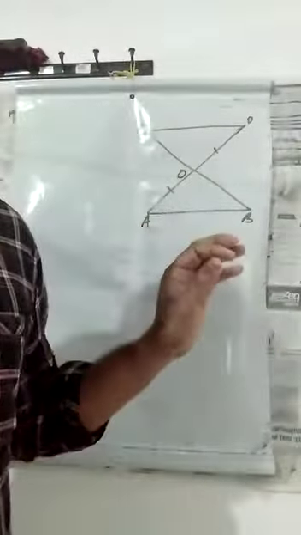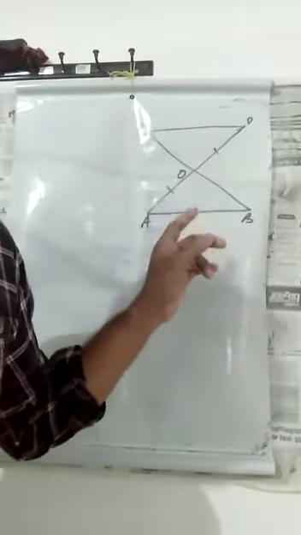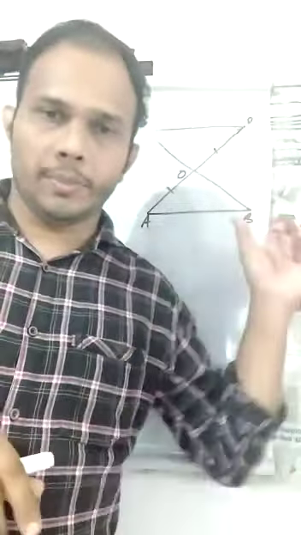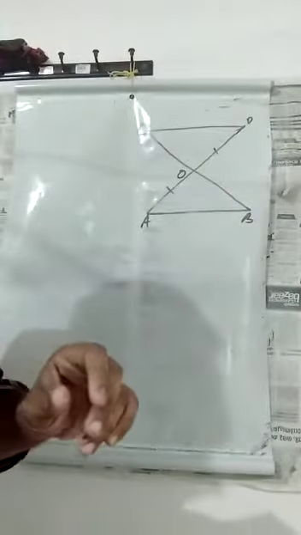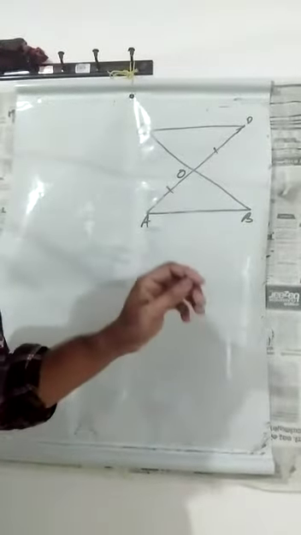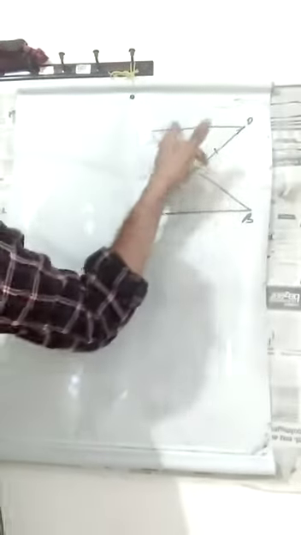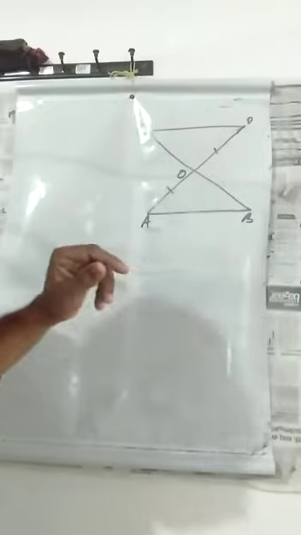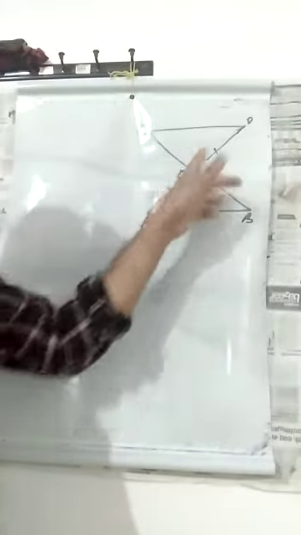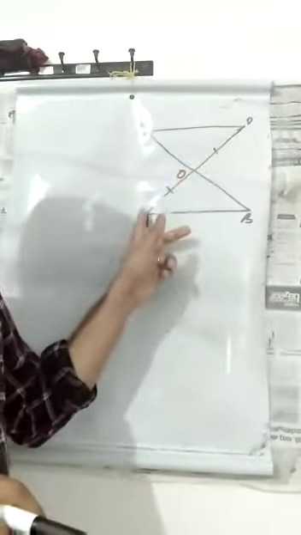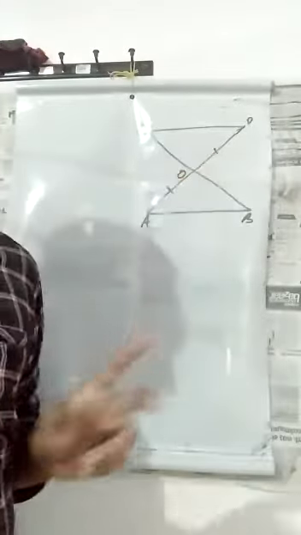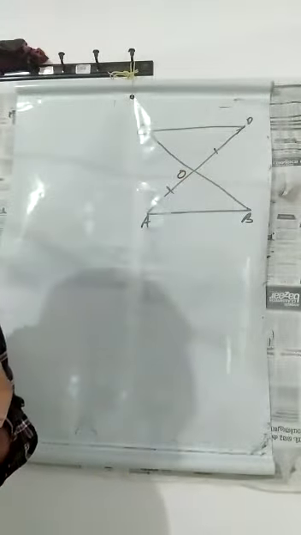Okay, so now we are going to discuss how to solve problems using these theorems and criteria. In your textbook, page 118, the problem is given. Example 3: line segment AB is parallel to another line segment CD. And O is the midpoint of AD. O is the midpoint of AD means OA and OD are equal. That assumption we can use.